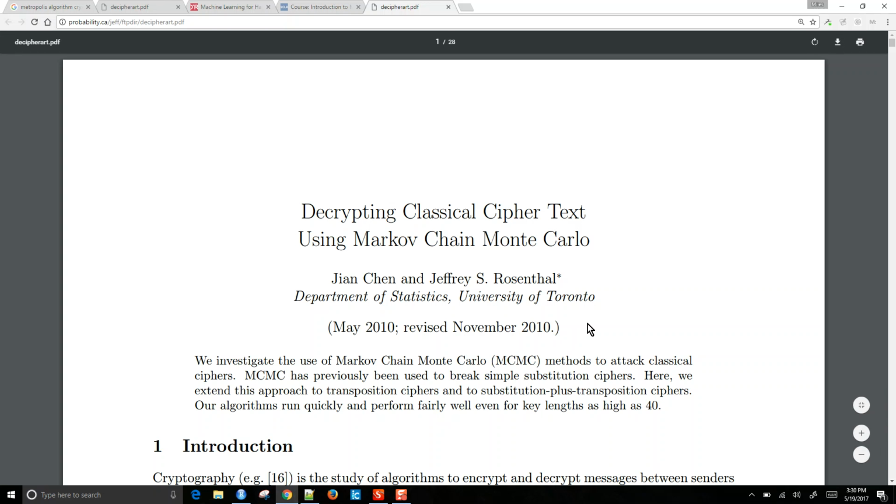Okay, so we will take a look at using the Metropolis Algorithm, MCMC, as a way to decipher some classical, very basic cryptography stuff, okay? We're going to take a look at what we call substitution ciphers.